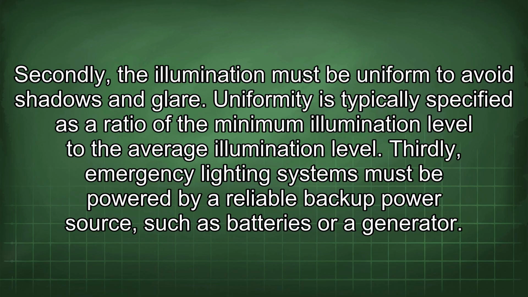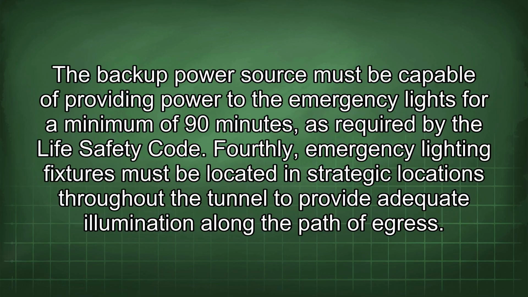Uniformity is typically specified as a ratio of the minimum illumination level to the average illumination level. Thirdly, emergency lighting systems must be powered by a reliable backup power source such as batteries or a generator. The backup power source must be capable of providing power to the emergency lights for a minimum of 90 minutes, as required by the Life Safety Code.